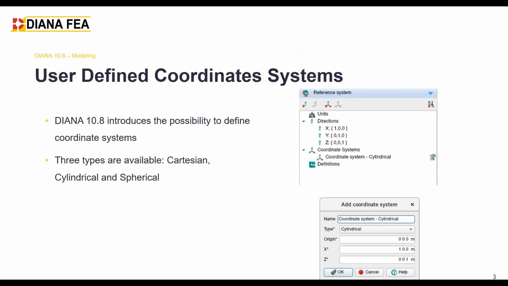Let's start with one feature that has been on our wish list for a long time. This is the user coordinate system. So in Diana 10.8, it's now possible to define a user-defined coordinate system. It can be of three types: Cartesian, cylindrical, and spherical. You can define it under the reference system section. Then you get an add coordinate table where you can specify the type of coordinate system that you want to define.